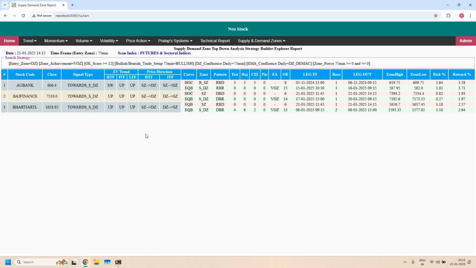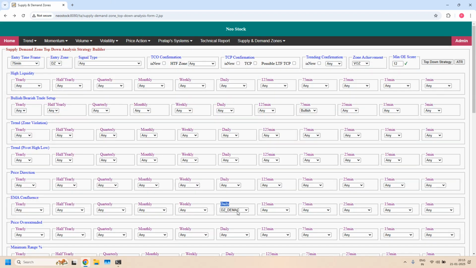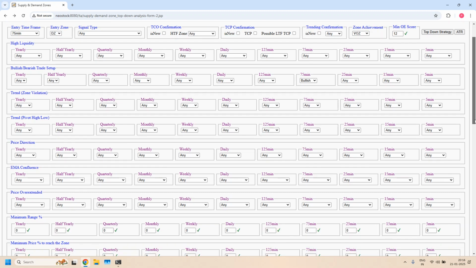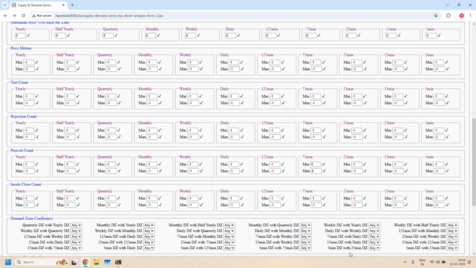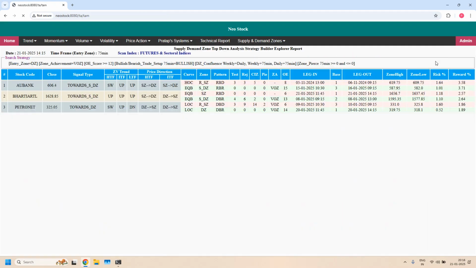Next, let us look for LTF, ITF, HTF zone confluence supported stocks. I am removing the ITF filter. We have to focus on HTF filters. So in the demand zone confluence, we have to set 3 filters. First one is already enabled, that is 75 with daily zone confluence. Second filter, 75 with weekly demand zone confluence. Third filter, daily with weekly demand zone confluence. With all the 3 filters, LTF, ITF, HTF demand zone confluence, we got 3 stocks.